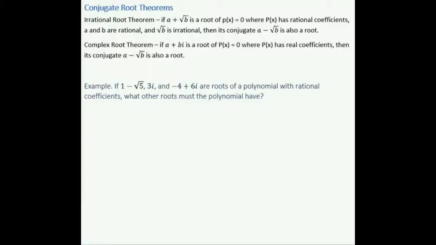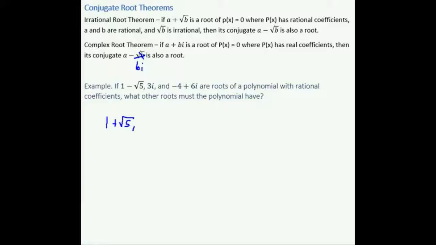And then same idea over here, except I didn't write this correctly. This would be a minus bi is also a root. And so in this example it says if 1 minus root 5 is a root, 3i is a root, and negative 4 plus 6i is a root. They're all roots with rational coefficients. What other roots must the polynomial have? Well, since 1 minus root 5 is a root, one of the other ones will be 1 plus root 5.